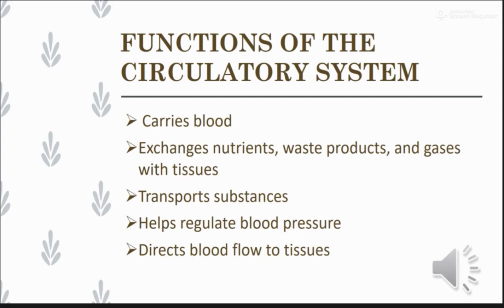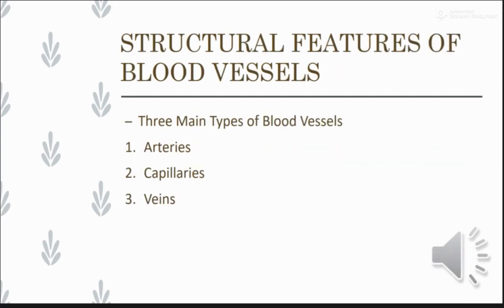Okay, so let's move on to the structural features of your blood vessels. So we have three main types of blood vessels: the arteries, capillaries, and veins. Artery, A, carries blood away from the heart. Capillaries, on the other hand, is the most common blood vessel type. This is where the exchange between the blood and interstitial spaces occurs, across the walls of the capillaries. It's also the thinnest of the blood vessels. That's why it's capable of exchange.